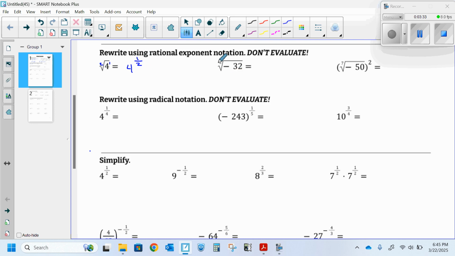All right, so the 5th root of a negative 32. Again, we're not evaluating right now. 5 is your index. Your exponent is 1. Use parentheses because you're taking the 5th root of a negative 32. Okay, here you're doing the 7th root of a negative 50, and you're squaring it. So that's negative 50 raised to the 1/7 squared.